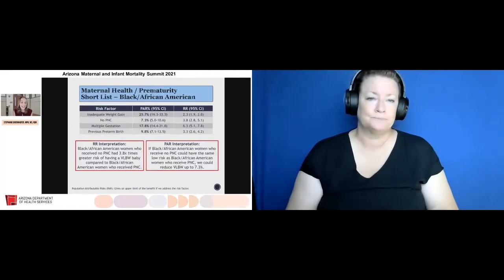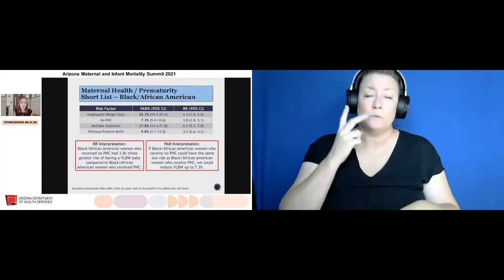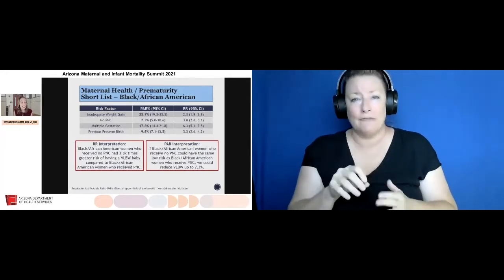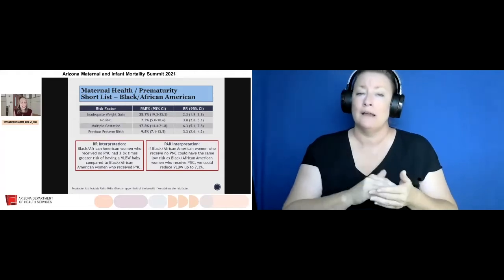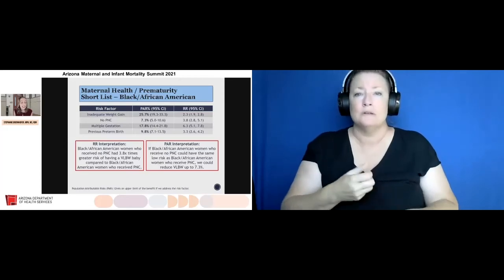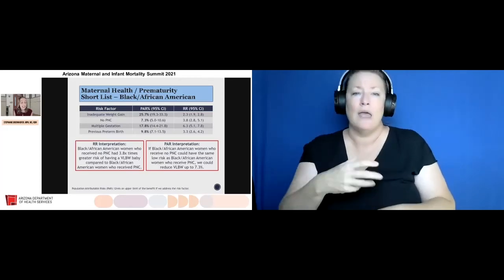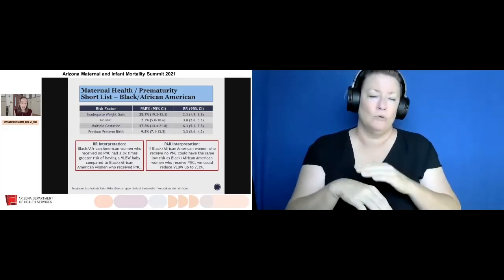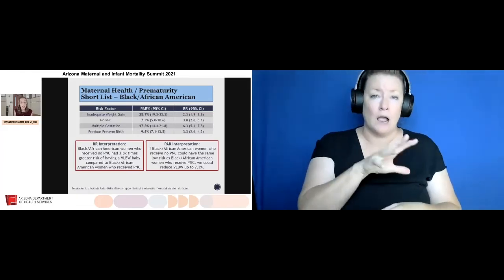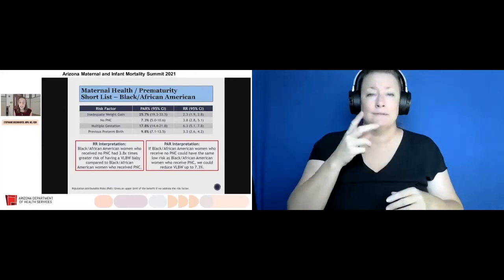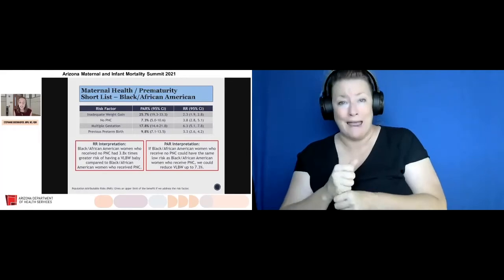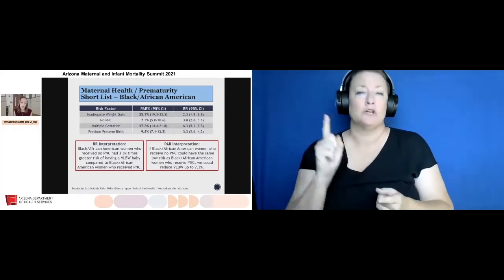So we actually see the exact same shortlist for Black and African American women, where again, it's the inadequate weight gain, not receiving prenatal care, multiple gestations, and a previous preterm birth. So if once again, we were to look at no prenatal care, if Black and African American women who receive no prenatal care could have the same low risk as those who do receive the care, we could reduce very low birth weight babies up to 7.3%.